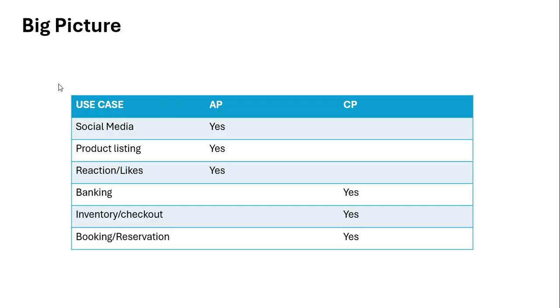So this is the big picture. For example, in social media, in product listing, in reactions and likes, we can use the AP system, the availability and partition tolerance system. In banking systems, in inventory and booking reservation, we are using a CP system, where the data is very, very critical. So this is a list of use cases wherein we use both the AP system and the CP system.